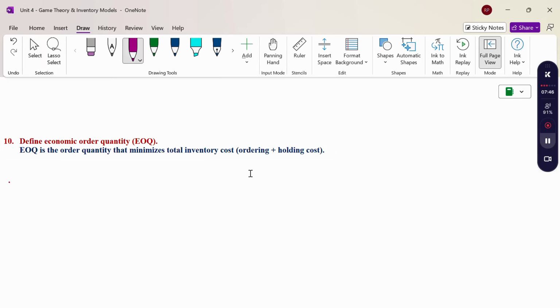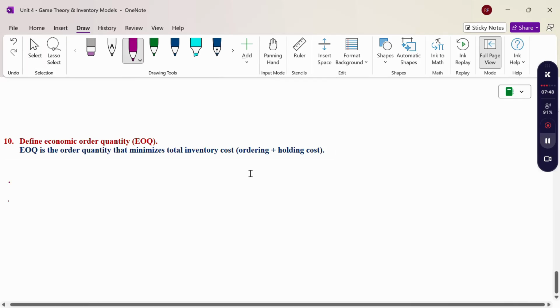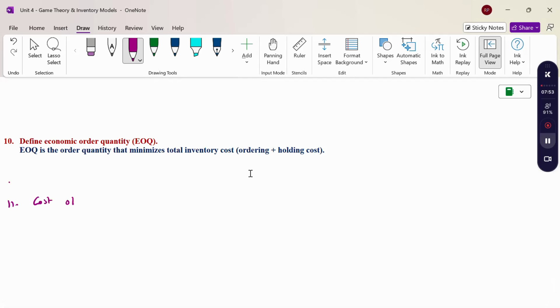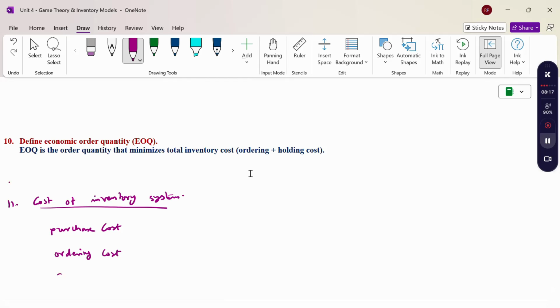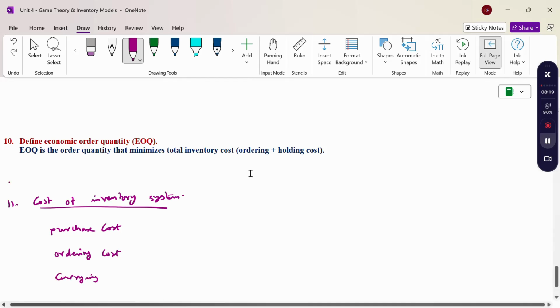Another type of question is possible: cost of inventory system. What are the cost possibilities? Purchase price, ordering cost, carrying cost, and then shortage cost.